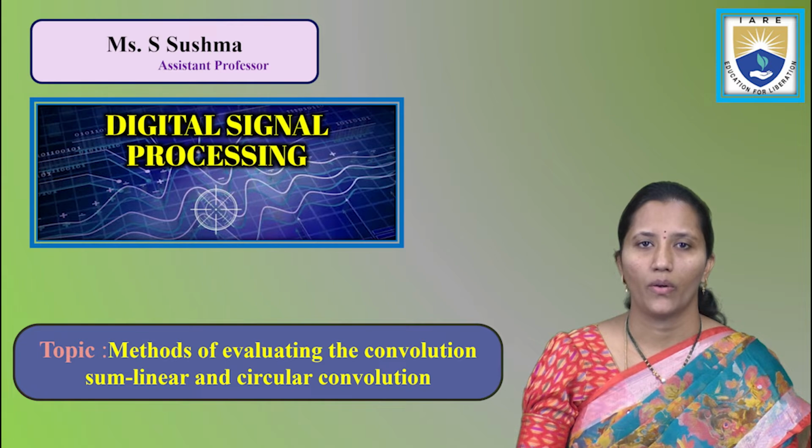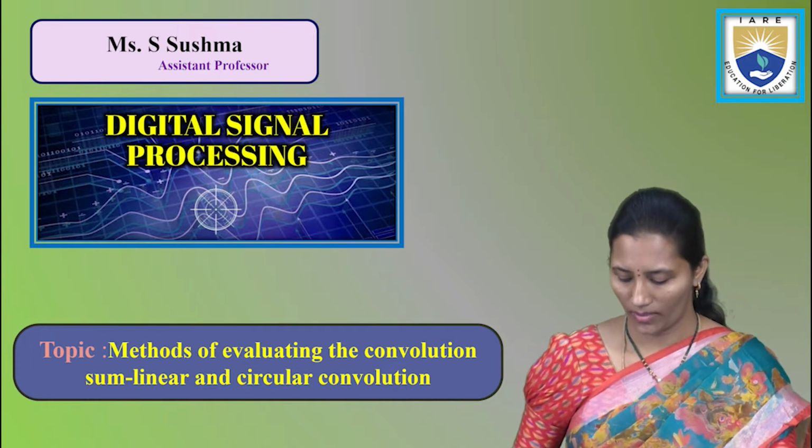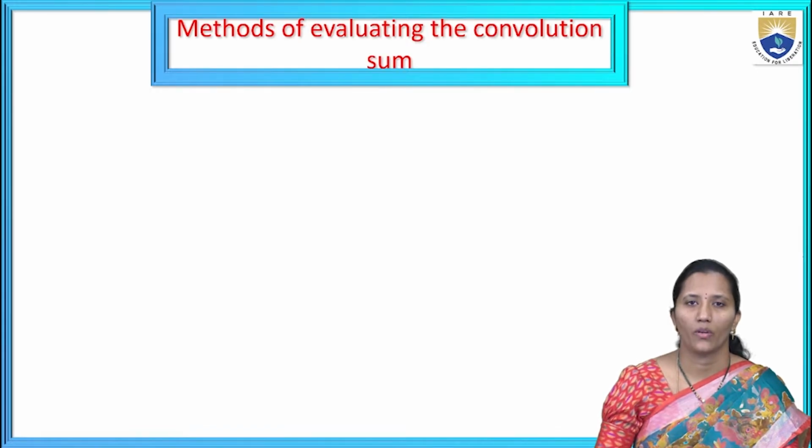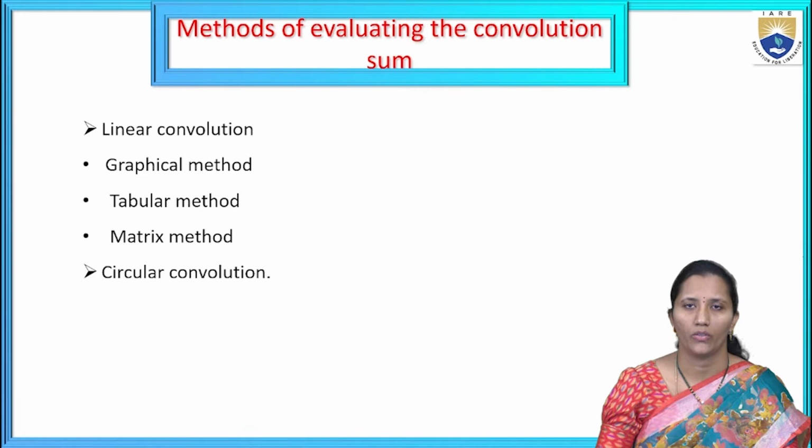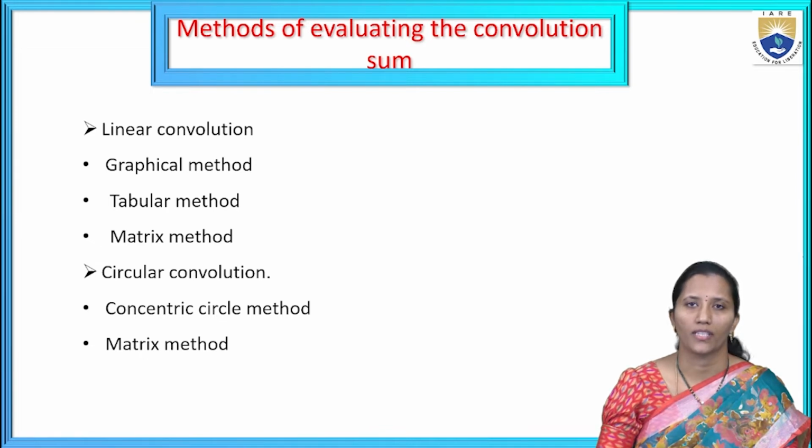In this lecture, we are going to discuss the methods of evaluating the convolution sum, that is linear and circular convolution. So, in this lecture, we are going to discuss briefly the linear convolution, circular convolution, and the methods of linear convolution, that are graphical method, tabular method, and matrix method. And the methods of circular convolution, those are concentric circle method and matrix method. So in this section, we are going to discuss these methods briefly.